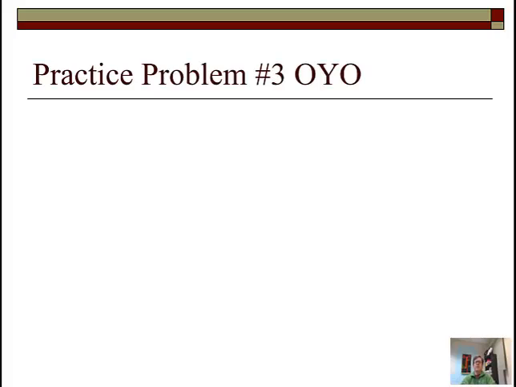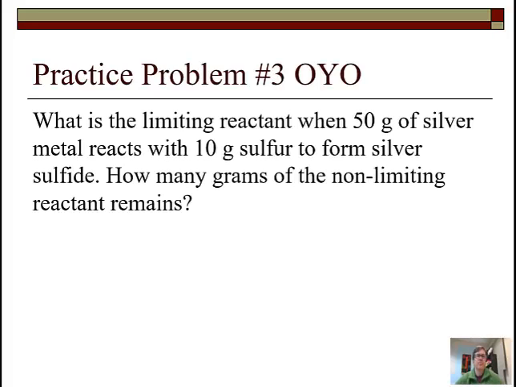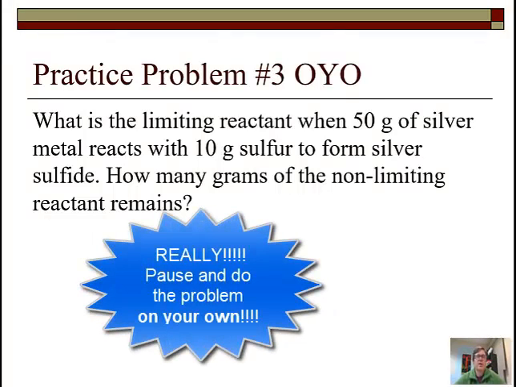Okay, actually, let me have you do this one on your own. It says, what is the limiting reactant when 50 grams of silver metal reacts with 10 grams of sulfur to form silver sulfide? How many grams of the non-limiting reactant remains? That's the excess, okay? So go ahead, pause the video here, please. Do pause, okay? Work this problem out yourself and then come back.